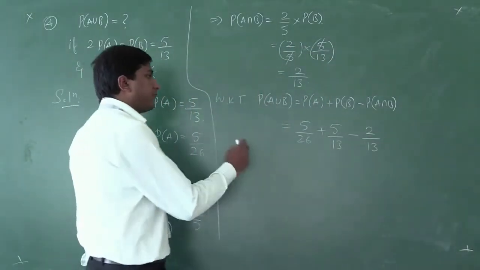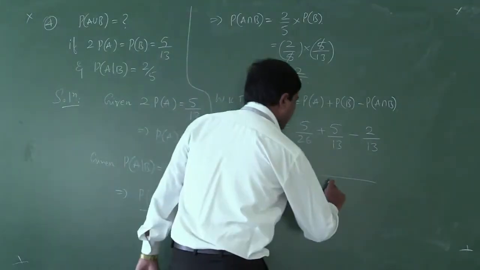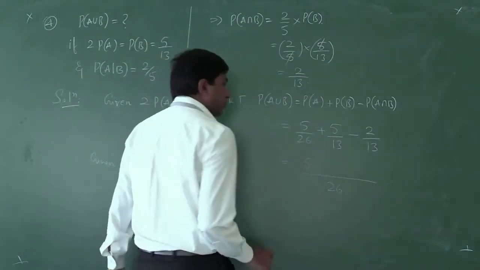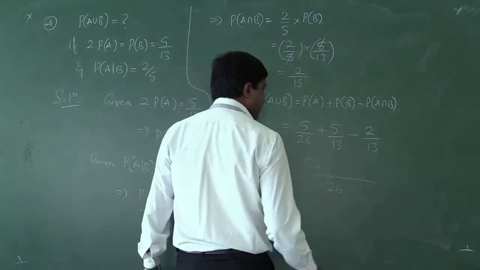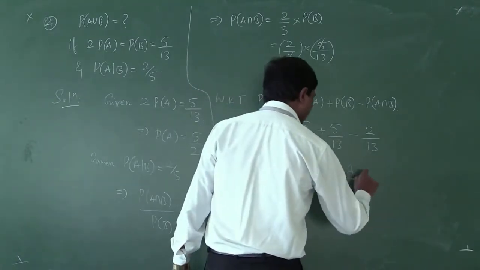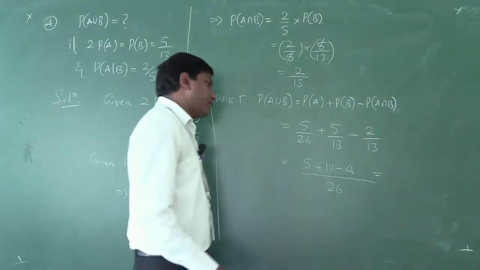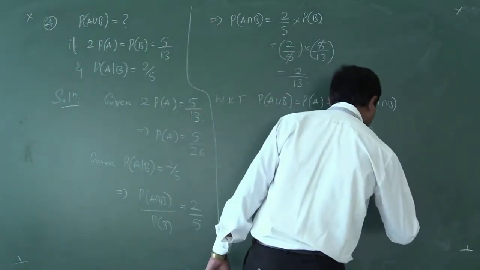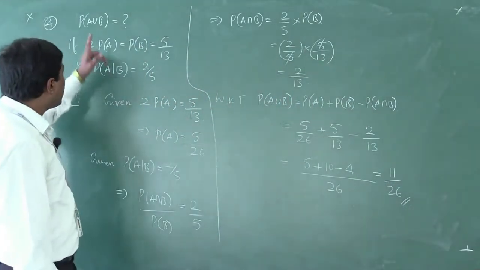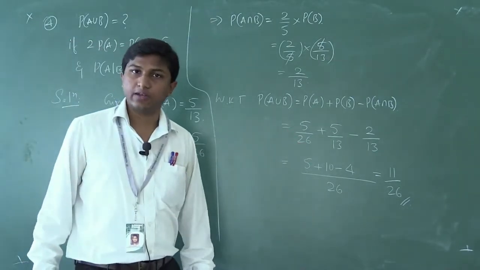Okay, simplify this. Taking the LCM, what is the LCM here? 26 is the LCM. What do we have in the numerator? 5 plus 10 minus 4. So 5 plus 10 is 15, 15 minus 4, we get 11 by 26. So the value of P of A union B is 11 by 26.